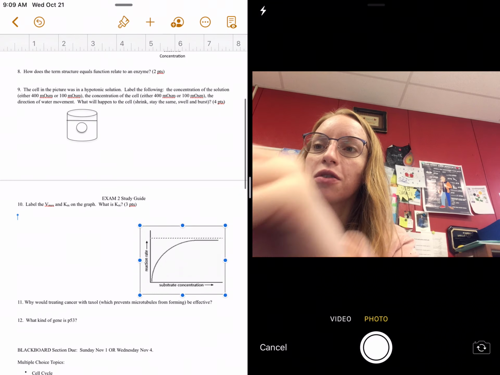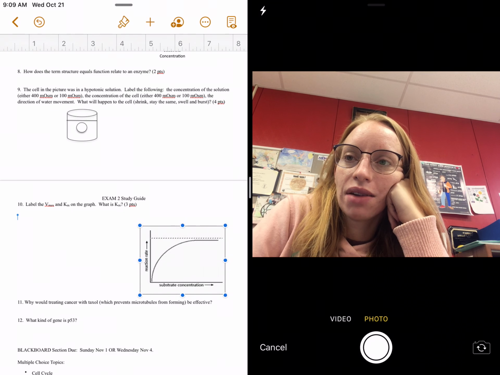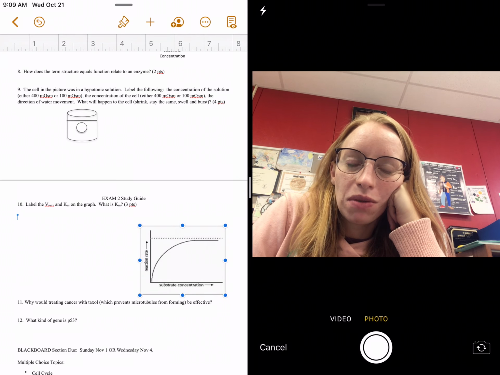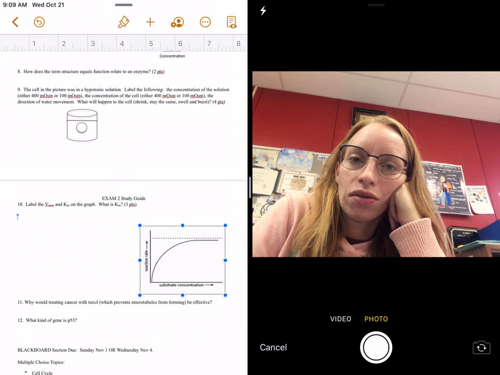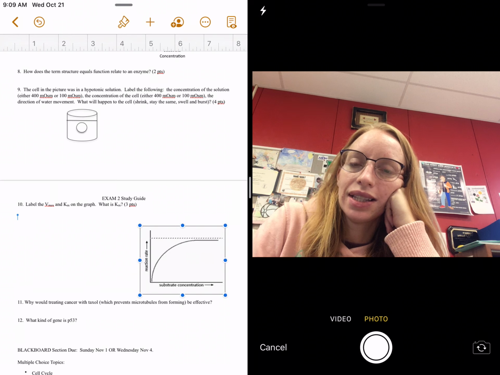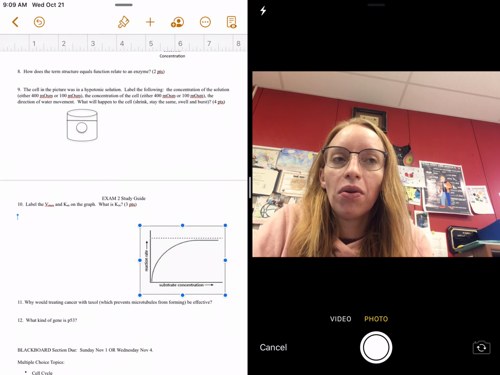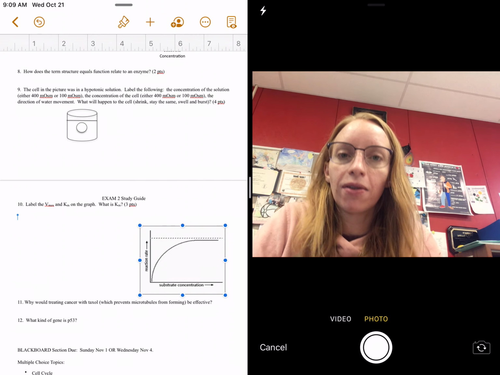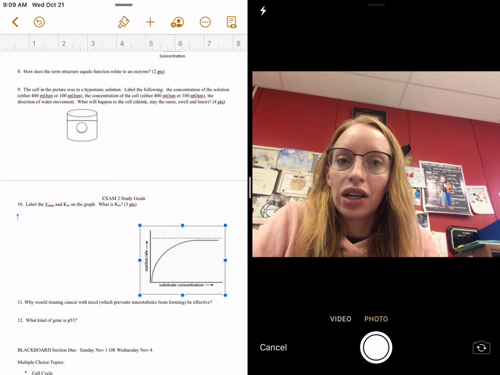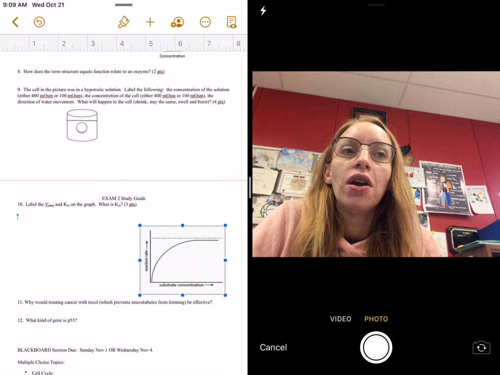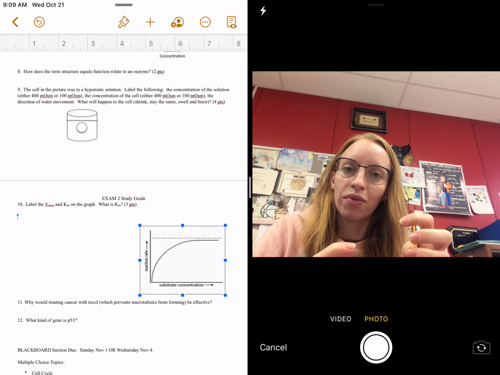Next question, what does the term structure equals function mean? How does that relate to an enzyme? Every molecule that we talk about is a three-dimensional molecule, and so the structure of it is its areas that are polar, or its areas that are non-polar, or different bonding sites that are available based on its molecular arrangement, based on the atomic arrangement in the molecule. And then how each part of the molecule is joined together.